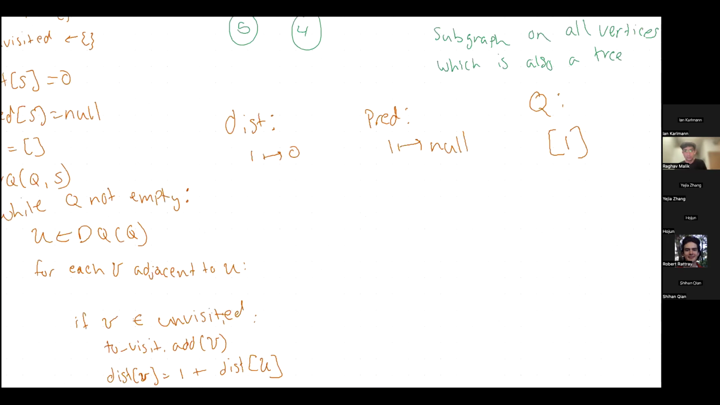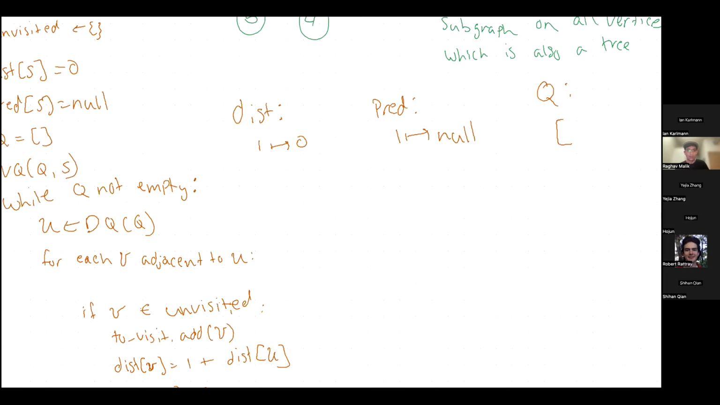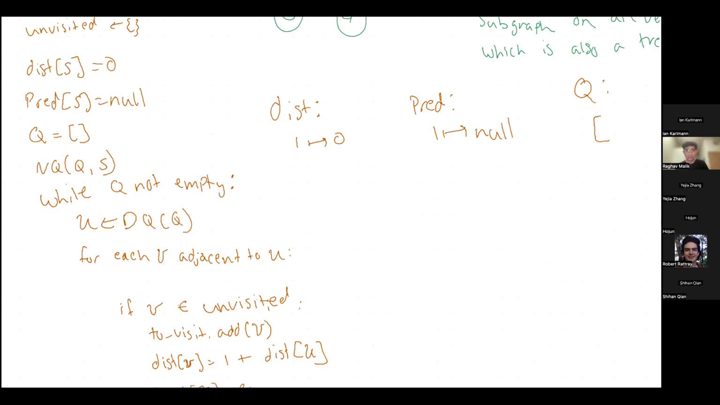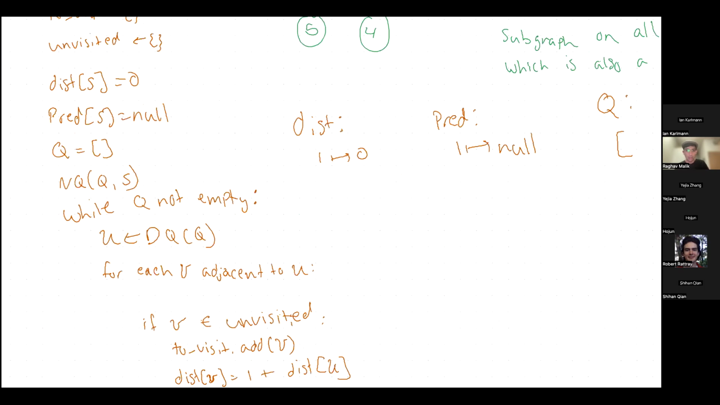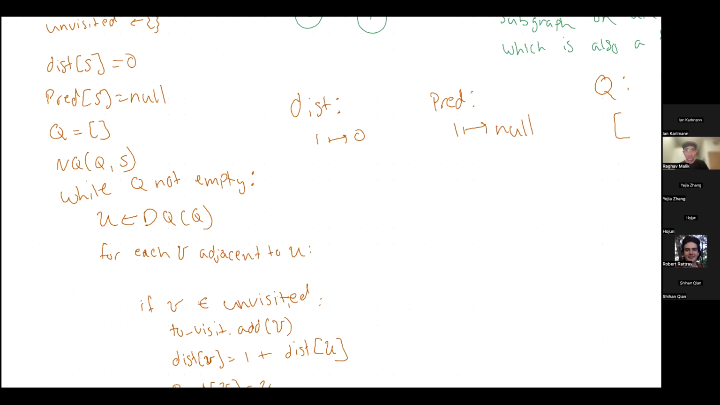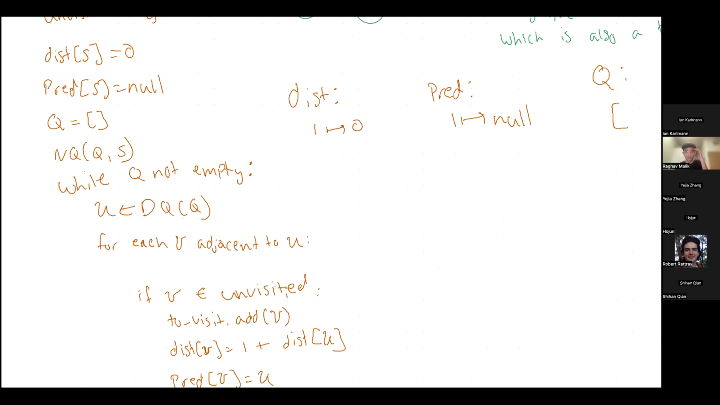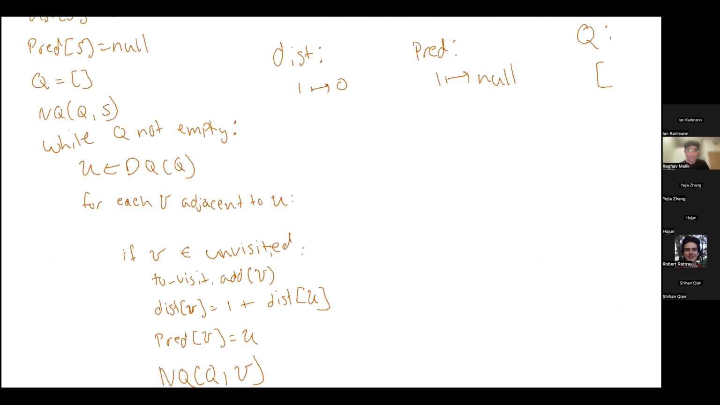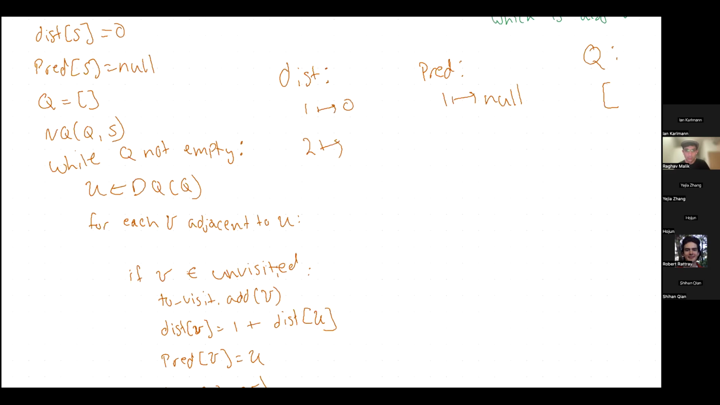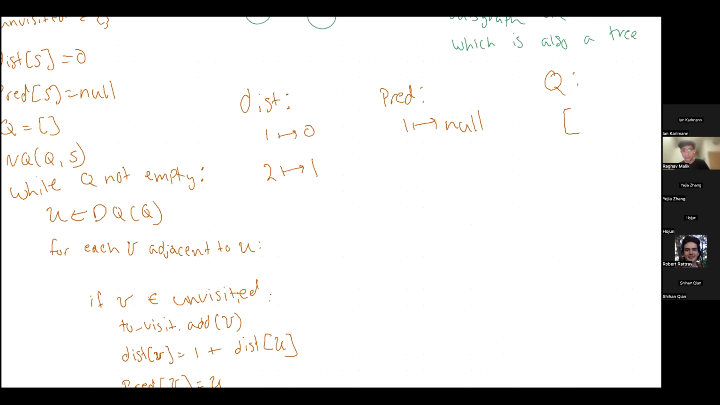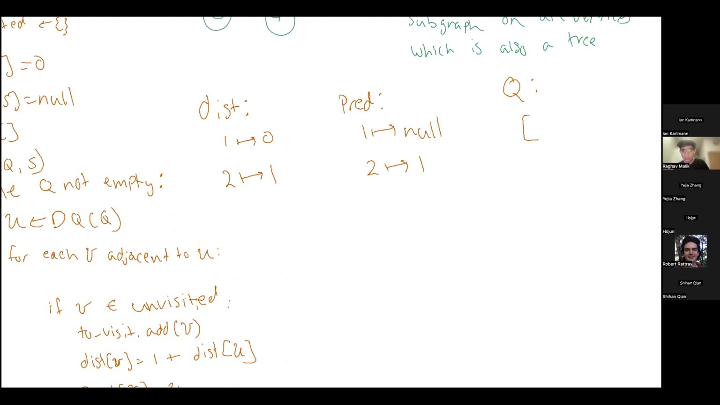I dequeue it, and then I look at all of the things adjacent to 1. So I look at 2 and 5. I start by looking at 2. I haven't visited 2 yet, so I mark 2 as something that I need to visit. I mark the distance to 2 as being 1 more than the distance to 1, so that's 0 plus 1, which is 1. I mark the predecessor of 2 as 1, and then I insert 2 into the queue, right?